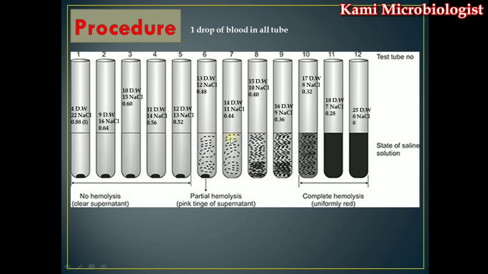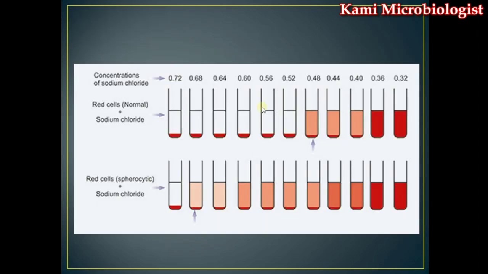Then in all of the following solutions the RBCs keep rupturing, and in the last 3 tubes we have complete hemolysis, meaning we get a uniform red color. This is the color we mostly see. We can also check it using a spectrophotometer. Now this is the second picture, and this is the normal result. At 0.48 tonicity we see the rupture of the RBCs, which is normal.